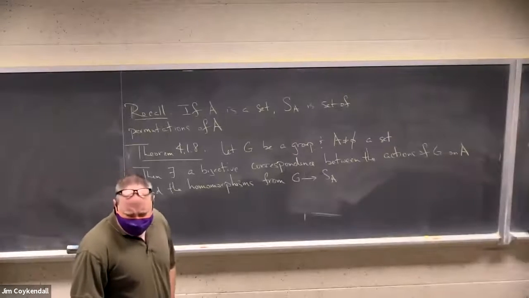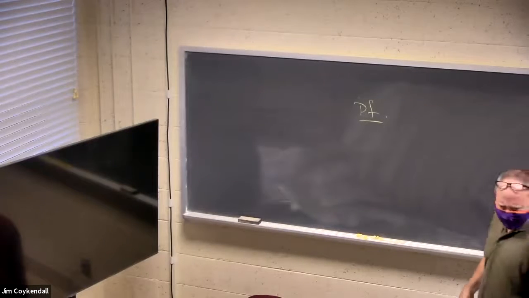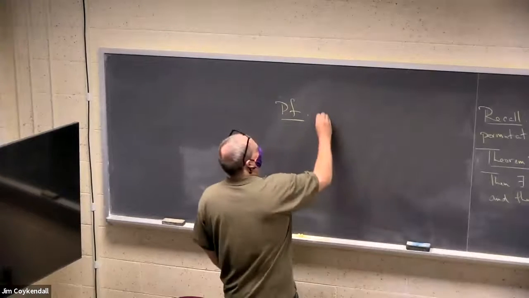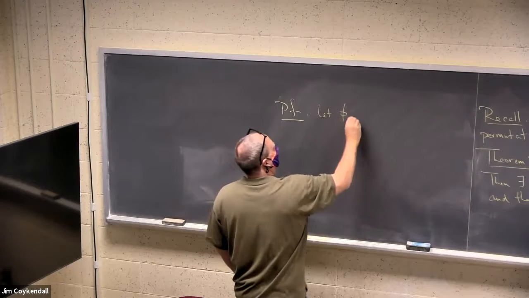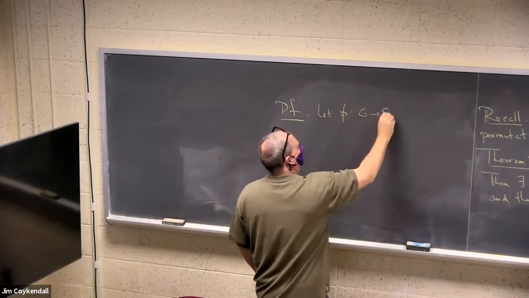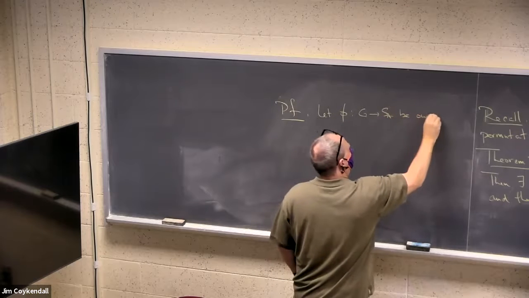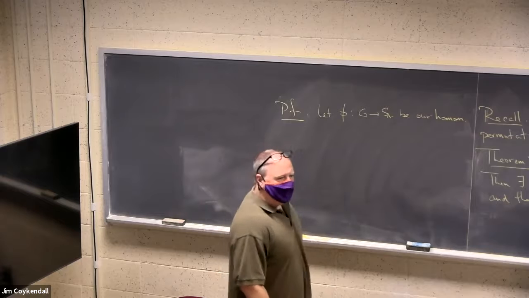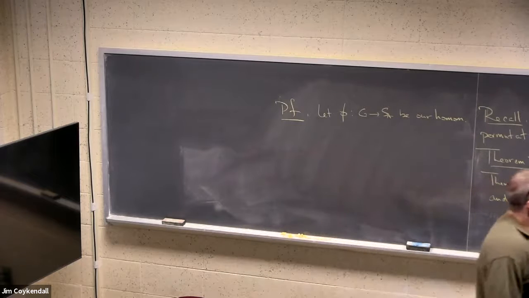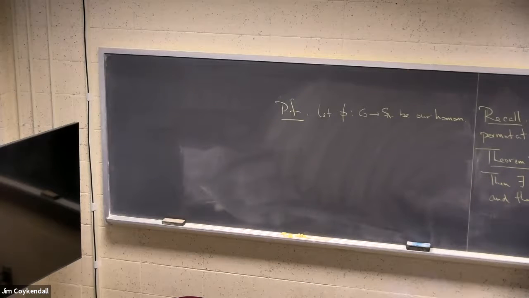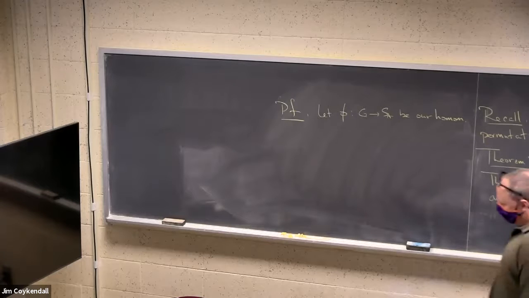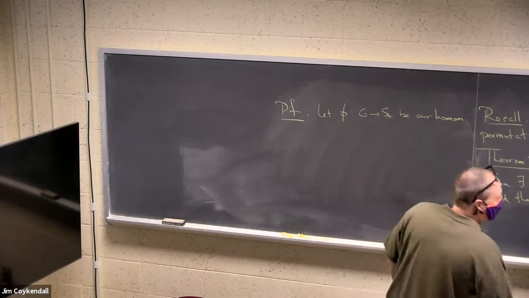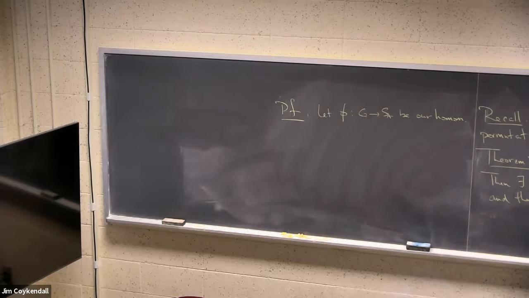Okay, so let's go through this carefully. So suppose we have a homomorphism from G into the permutations of A. Now I want to show that my rule here up here in orange actually gives an action, right?